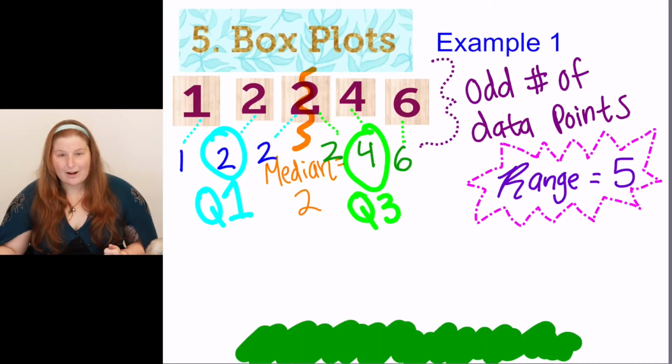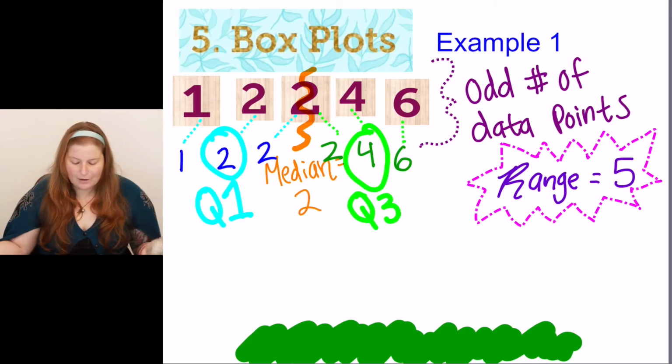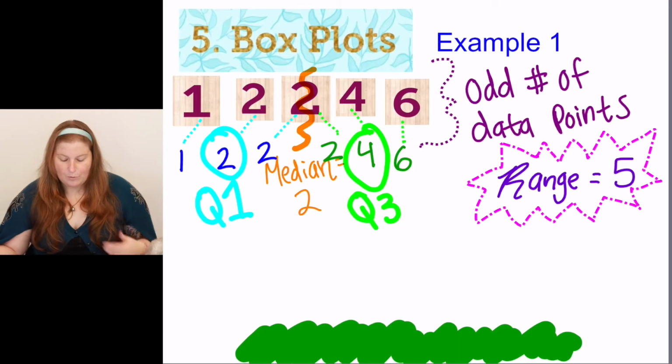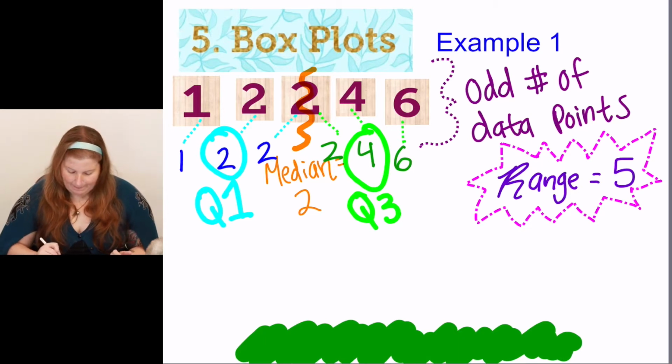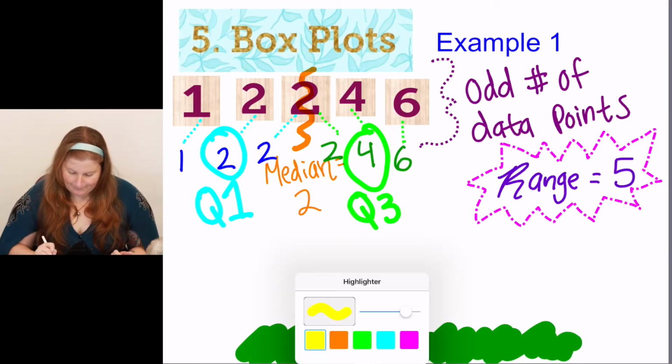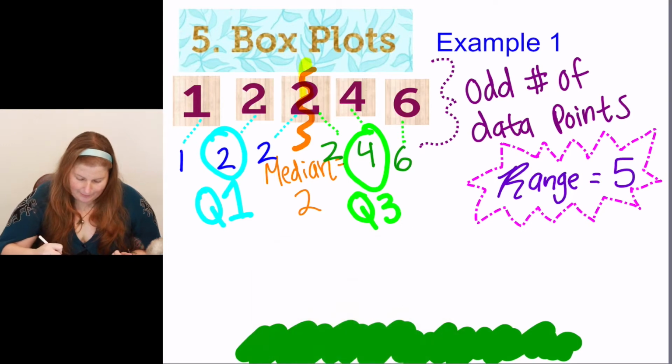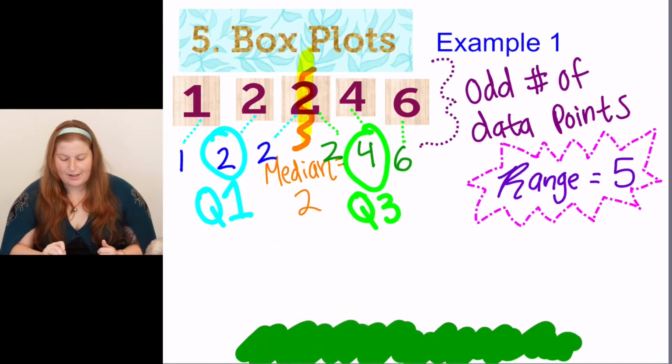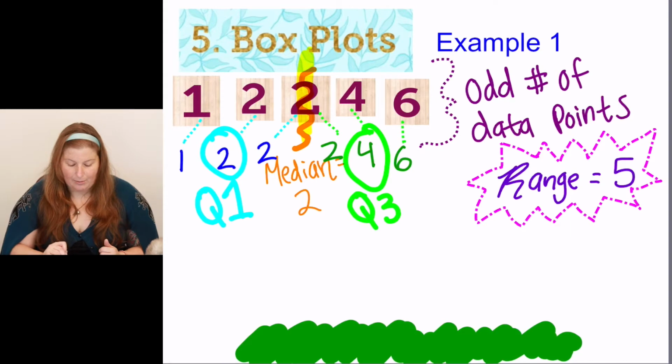So taking a look at our first example from last time, remember that we asked people, how many of your classes are on Google Classroom? We split the data in half right here. And then we remembered that when there's a number in the middle, we actually count it on both sides. So that's why this 2 is both on the left and the right side.